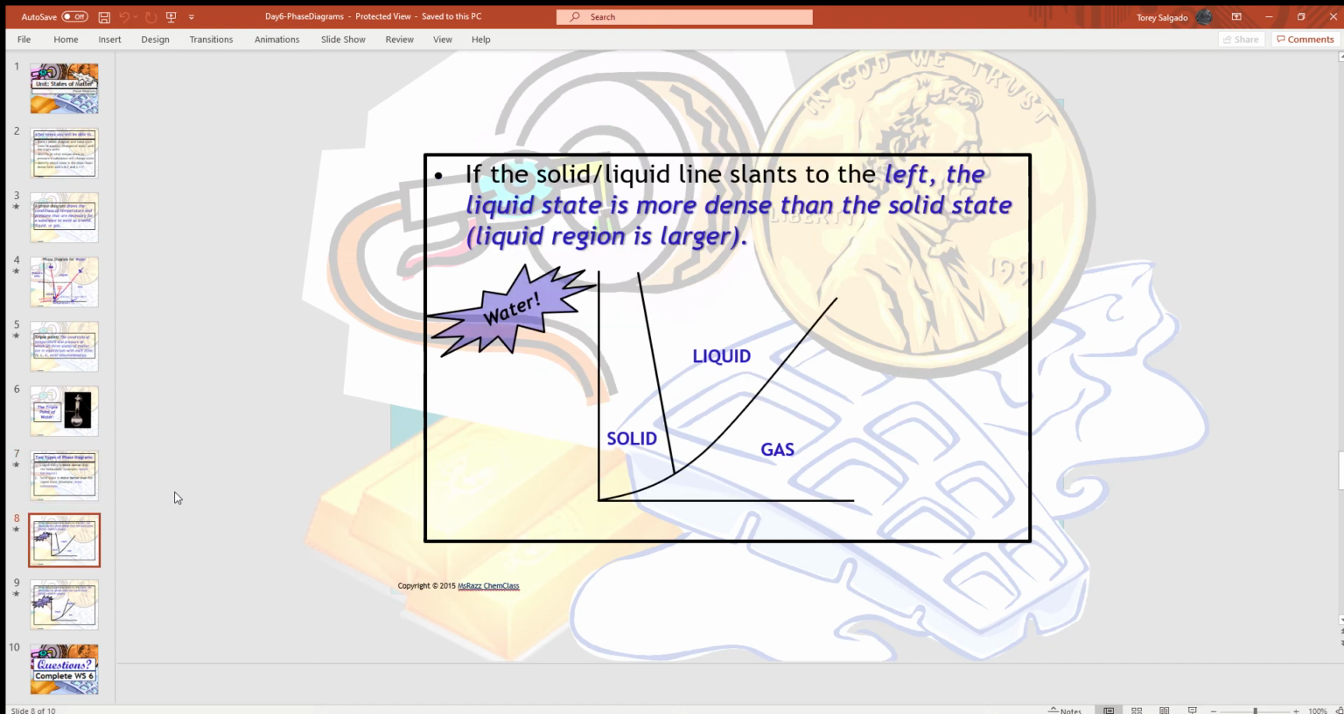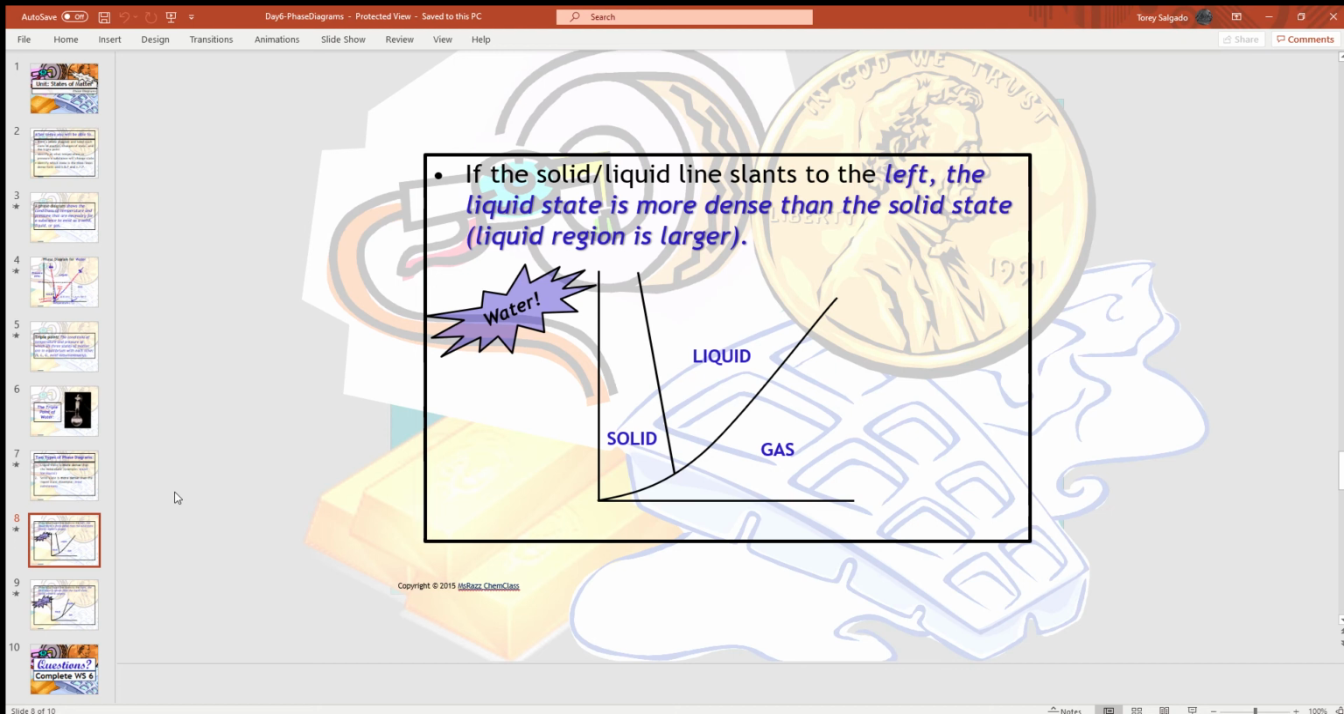Okay, so take a look at this phase diagram. The line between the solid and the liquid, which is called the solid-liquid line, slants to the left, and it's going to make that liquid section bigger in area than the solid section. And so if you have a bigger area in the liquid section, that little V shape right there, that means that the liquid is more dense and the solid is less dense. That's why for water, the solid form, which is ice, floats.